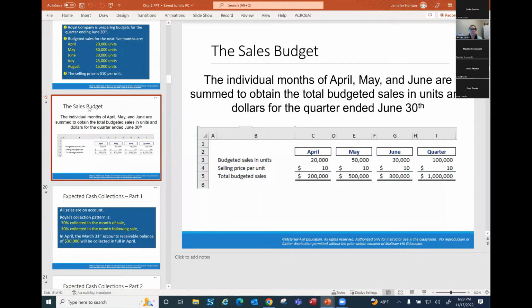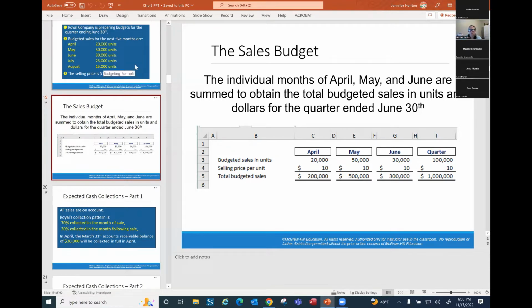The individual months of April, May, and June are summed to obtain the total budgeted sales in units and dollars for the quarter ending June 30th. So they have Excel, and they're showing you an example of how this can be broken out. We have our budgeted sales in units. They're just plugging in these numbers for April, May, and June: 20, 50, and 30,000. So for that quarter, we're expecting unit sales to be 100,000.